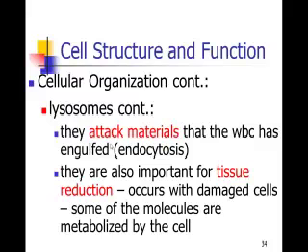They're also important in tissue reduction. So sometimes you may have a wound or damaged cells, and these molecules or cells can actually be metabolized by the cell. A good example might be if you had a hemorrhage and you had a black and blue. The red blood cells that are in the tissues are basically damaged cells, and they can be digested, and gradually the black and blue should go away.